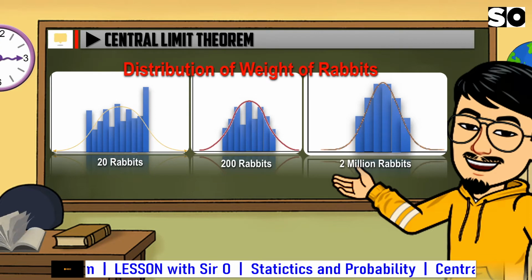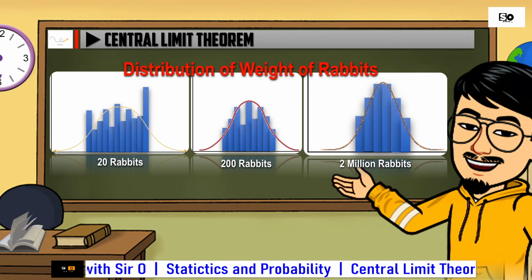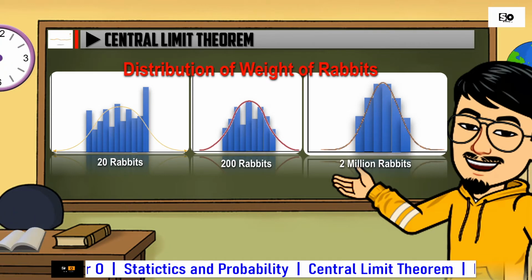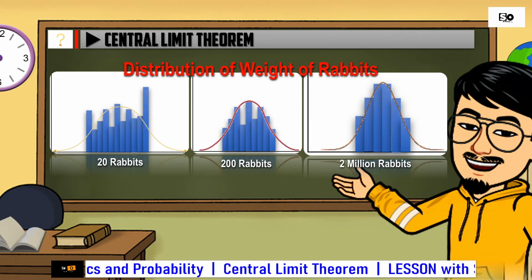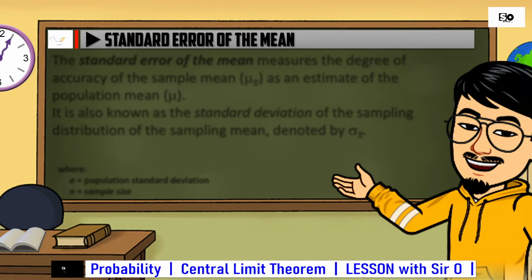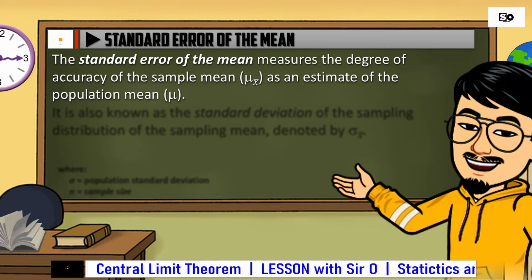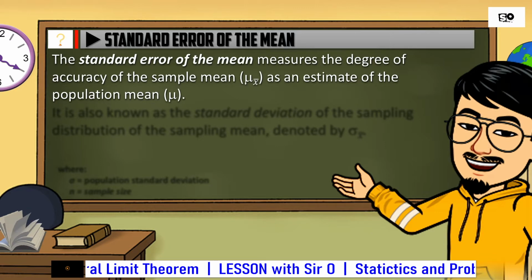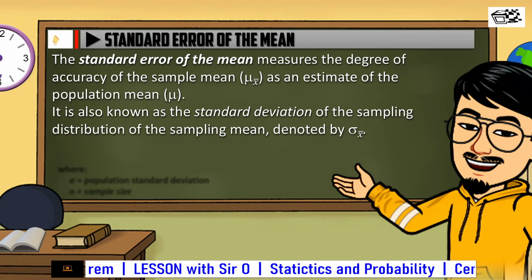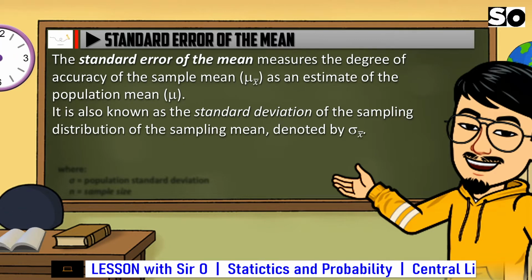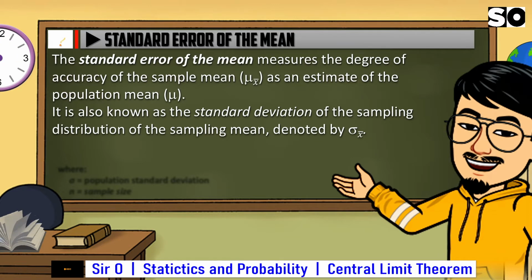It explains that as the sample size gets larger, the sampling distribution of the sample means will approach a normal distribution, and the variability or the spread of the curve decreases. Standard error of the mean. The standard error of the mean measures the degree of accuracy of the sample mean as an estimate of the population mean. It is also known as the standard deviation of the sampling distribution of the sample mean, denoted by lowercase sigma subscript x bar.